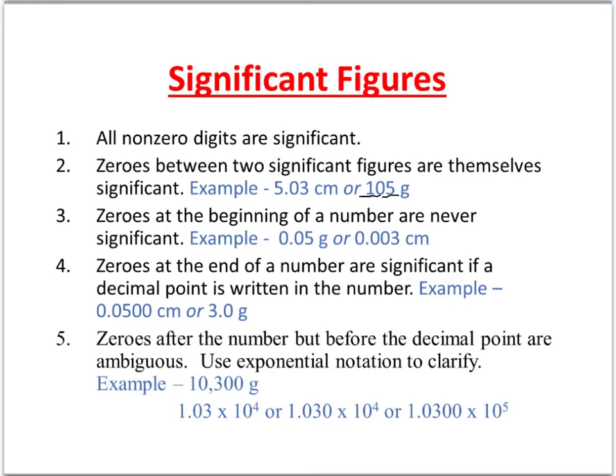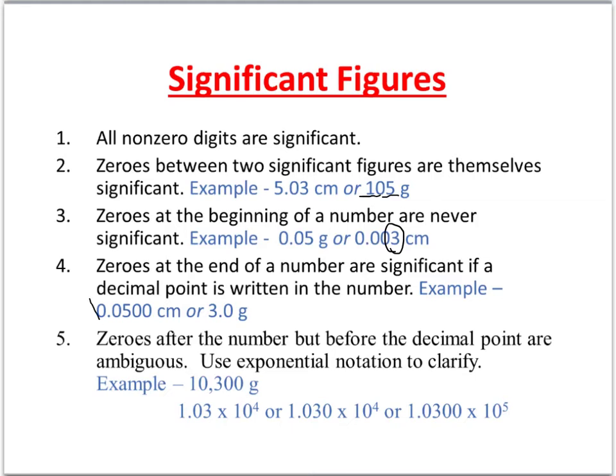The third rule is zeros at the beginning of a number are never significant. So here we have 0.05. There is only one significant figure. Or if you have something like 0.003 centimeters, you still only have one significant figure, which is this 3. None of the zeros at the beginning of a number are significant. However, zeros at the end of a number are significant if there's a decimal point. So here we have 0.0500 centimeters.